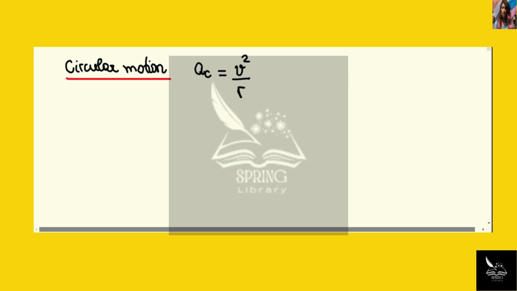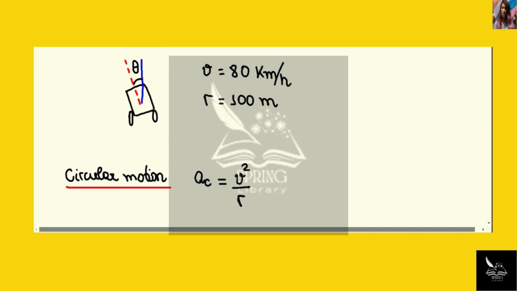The centripetal acceleration exists even if the speed is constant, that is, the magnitude of the velocity doesn't change, and it arises due to the fact that the direction of the velocity changes along the circular motion. So let's apply this to the exercise.